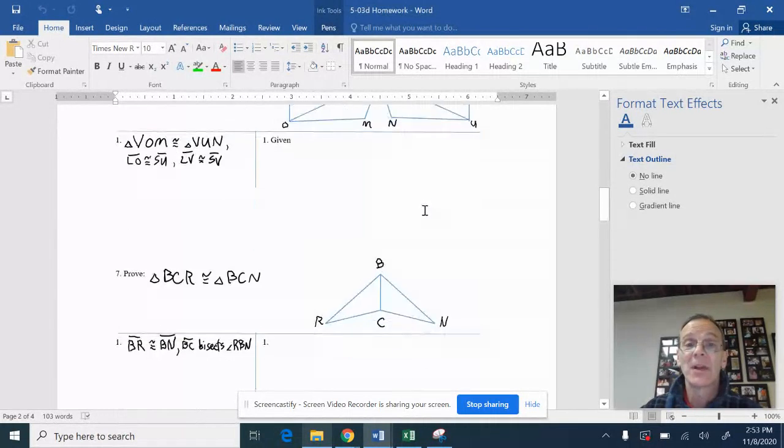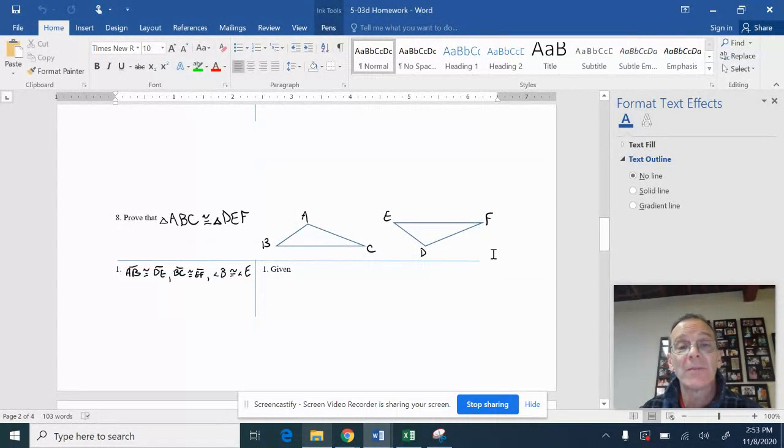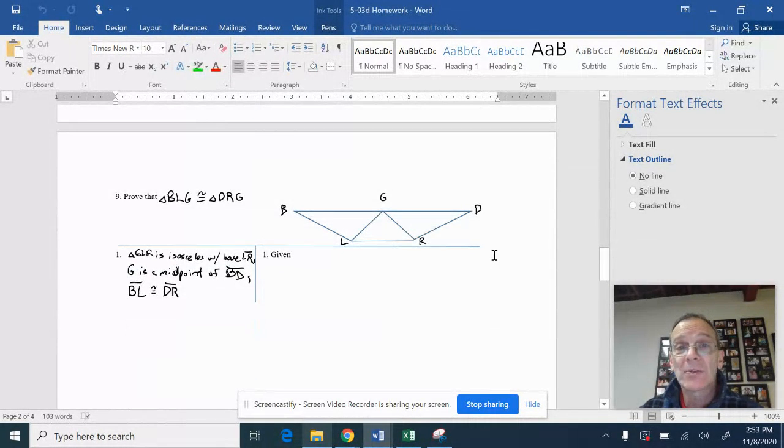How about the next one? You see any vertical angles here? Any vertical angles? No. Any sides that are shared by two congruent looking triangles? Yeah. BC right there. Okay. Next problem. Any vertical angles? No. Any sides being shared? No. This one here. Vertical angles? No. Any sides being shared by two triangles simultaneously?